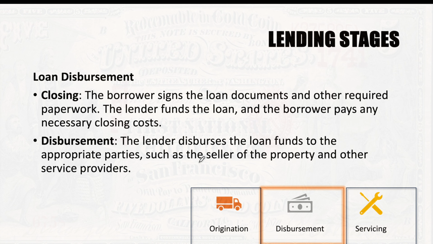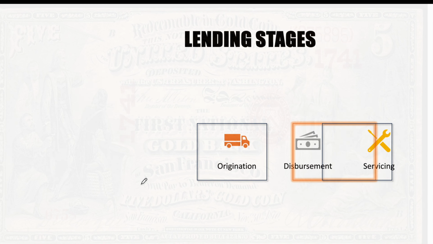Disbursement is disbursing, basically giving the amount or the money. So we'll be doing the closing of the loan, which means all the legal process, signing of loan documents and other required paperwork. And post that, the lender disburses the loan funds to the appropriate parties, such as the seller of the property and other service providers. This is basically the money transaction which is happening.